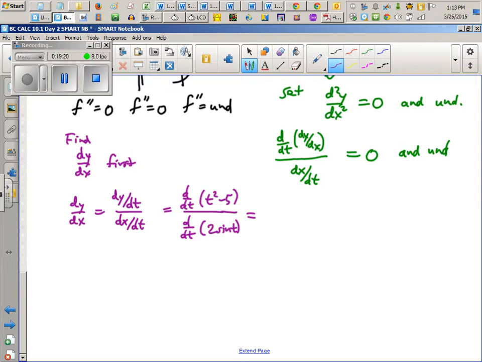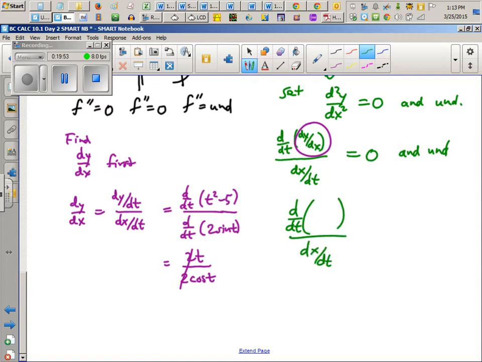So what's the top? The top is just the derivative of t squared minus 5. So what's that? Just 2t. The bottom is 2 cos t. You can cancel out the 2's if you like. Okay, so that's going to go in right here, see? That's dy dx. That's where it goes, into the top of the second derivative formula. Okay, so we're going to be plugging that in.